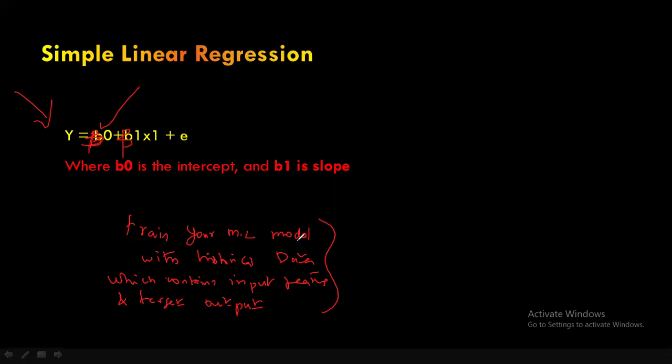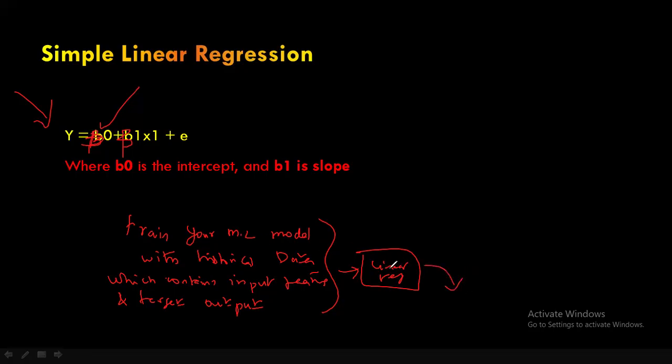Train your ML model with historical data, which contains input features and the target output feature. So this is my ML model, a linear regression model. You take this data and train your model with the historical data. Once you train your model, you apply the model on new data.